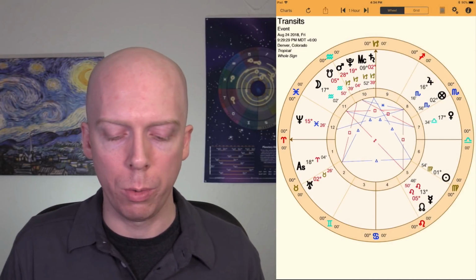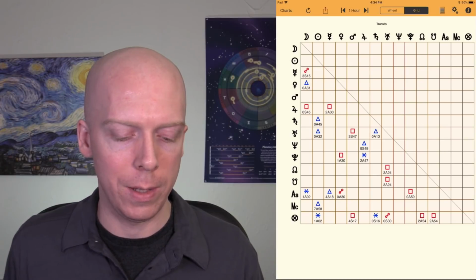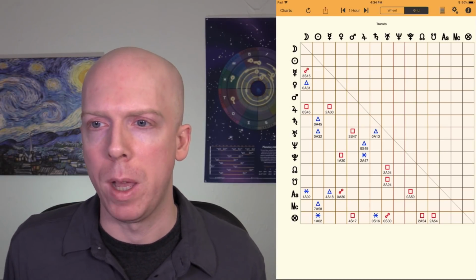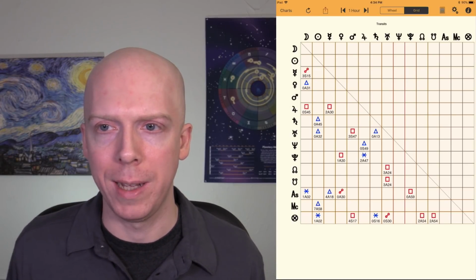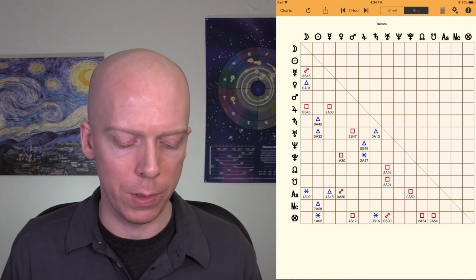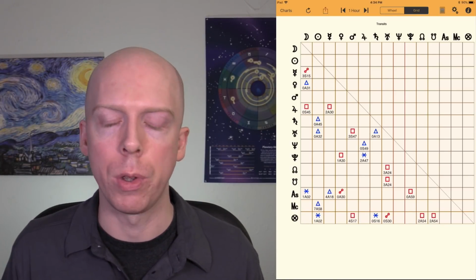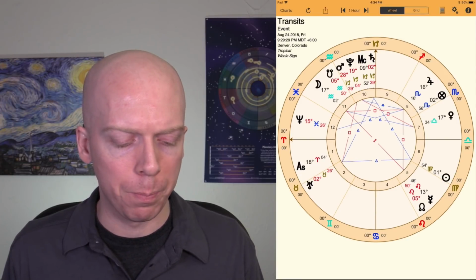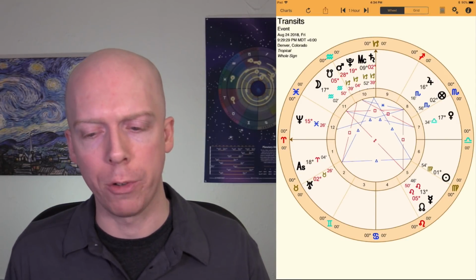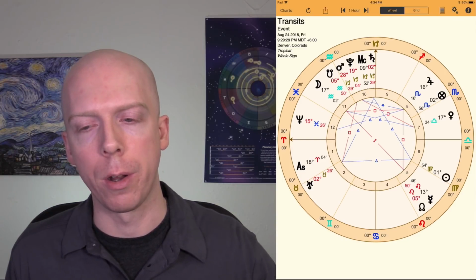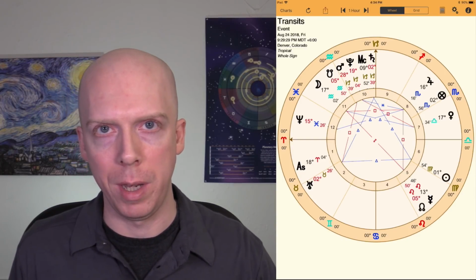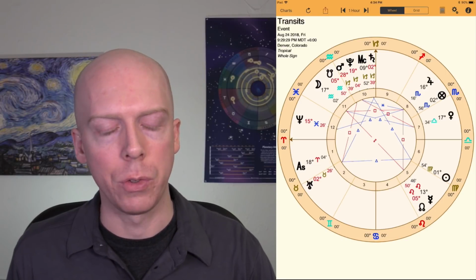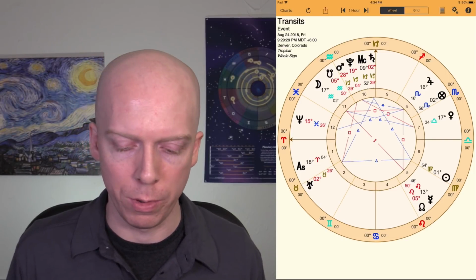You can also pull up a grid layout, which is kind of handy sometimes if you want to see what the aspects are between the planets at a glance, and if you also want to see what their orbs are and whether they're applying or separating. One of the things that's cool is you can actually export charts from SolarFire if you have the desktop program and import them into Astro Gold or vice versa, which is kind of handy.